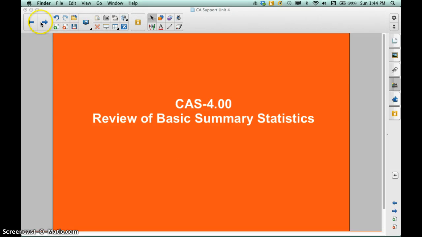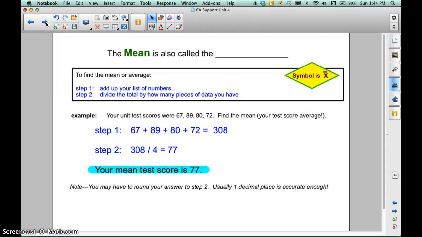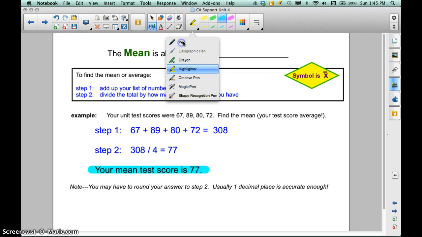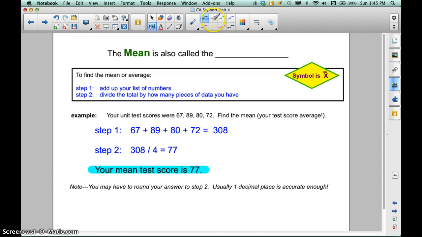Let's take a view of some basic summary statistics. Start with the mean. The mean has another name that's probably a lot more familiar to you. I'm not sure if you remember what it is. The mean is also called the average.